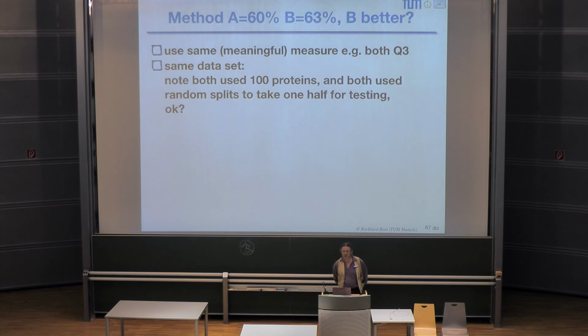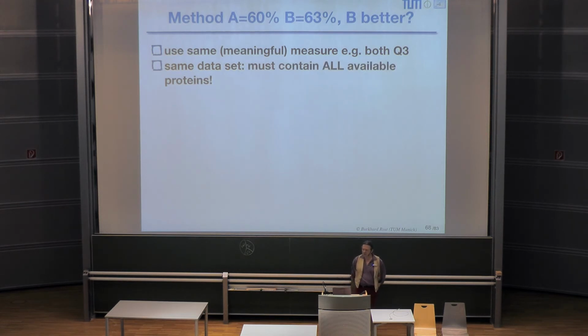Even if they use the same data, and for instance, they both used 100 proteins, and they both said that they, in fact, randomly split. All of that may be in the method section, but it still does not imply that the actual number really is compiled on exactly the same proteins. Instead, what they really need to do is use the same data set, and they need to use all the data that they have. Split training and testing in random, is that okay?